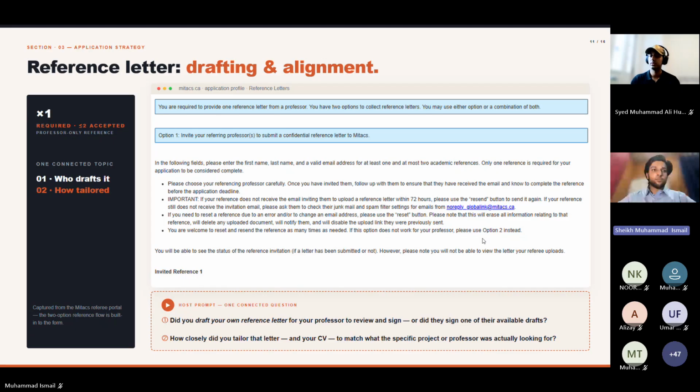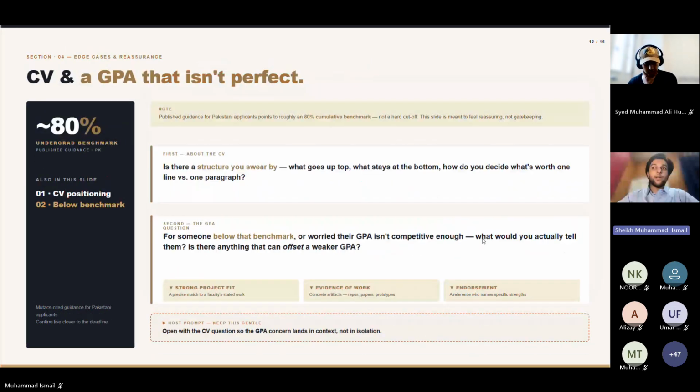Thank you. And building on that, Ma'am Noor, you were previously talking about CV and resume as well, and how we should try to align our projects based on that. So, is there a particular structure you should follow for your CV, like what goes right at the top, what stays further down, and how do you personally decide what deserves a full paragraph versus just a single line in your resume?